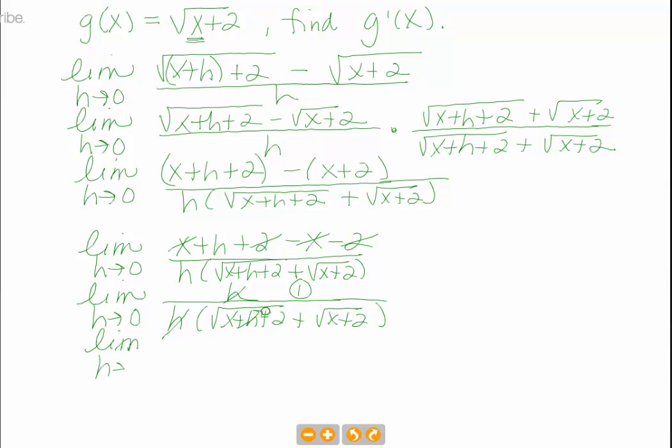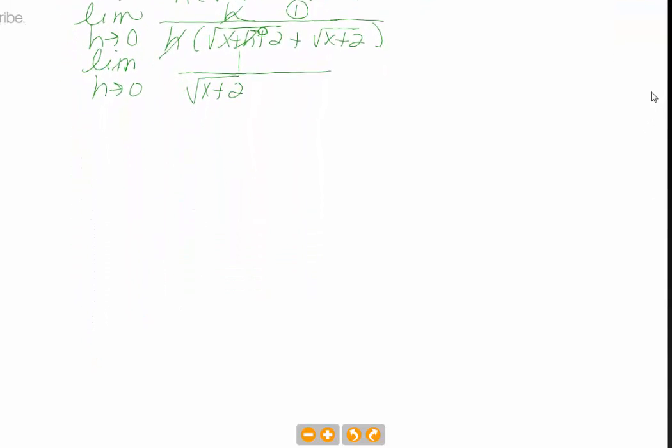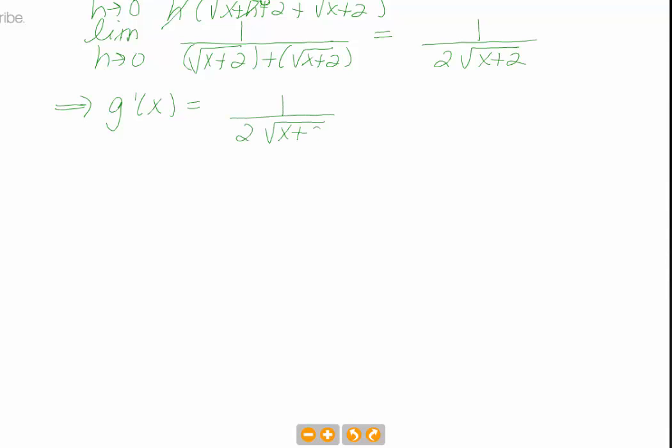So it's going to be the limit as h goes to 0 of 1 over, oh, this is pretty nice, the square root of x plus 2 plus the square root of x plus 2, which is just equal to 1 over 2 square roots of x plus 2, because I'm adding those together. So that implies that g prime of x is equal to 1 over 2 square root of x plus 2. And again, you can plug in any value of x there.